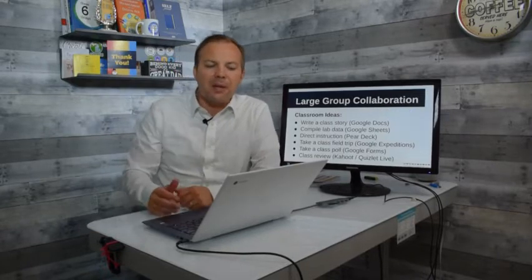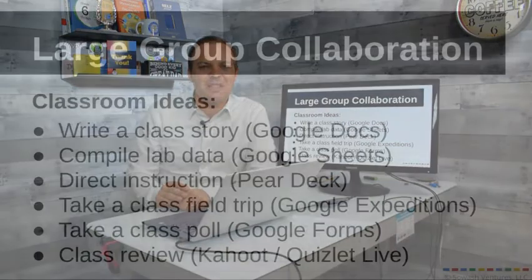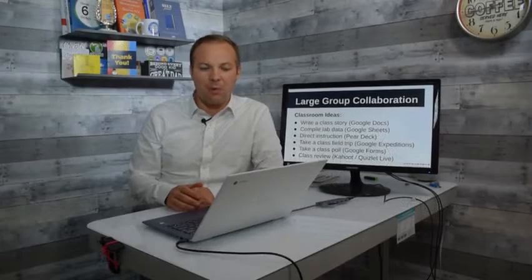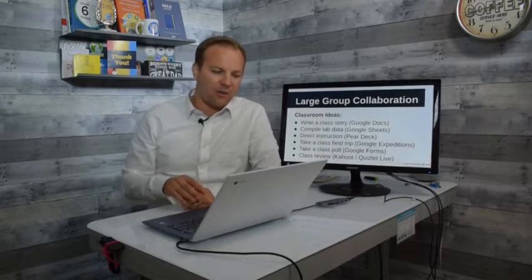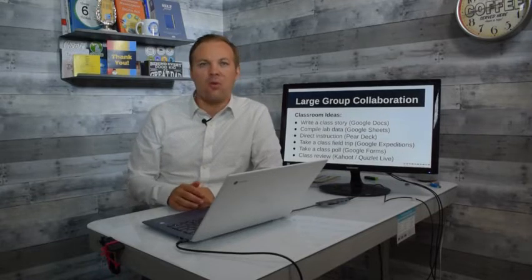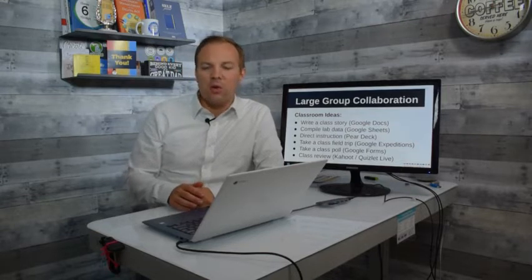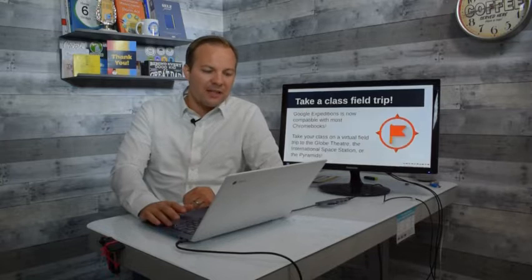A couple other just simple ideas that I've done before and have been successful. Writing a class story is a lot of fun with Google Docs, where students take turns writing sentences, and it's really interesting. Some students will go back and correct grammar and spelling, as others are adding in detail. As a science teacher myself, I love using Google Sheets to compile lab data. We'll talk more about that. We mentioned Pear Deck for direct instruction, Google Forms for class polls, surveys, things like that, and then Kahoot and Quizlet Live for review activities.